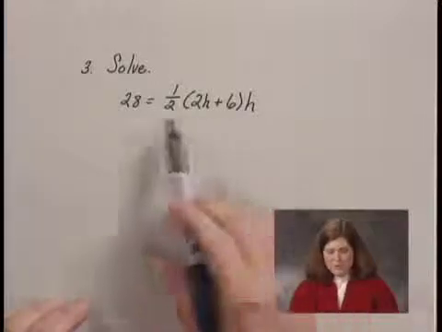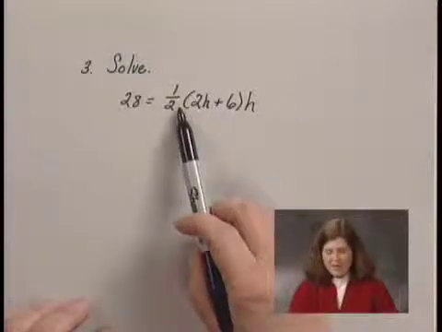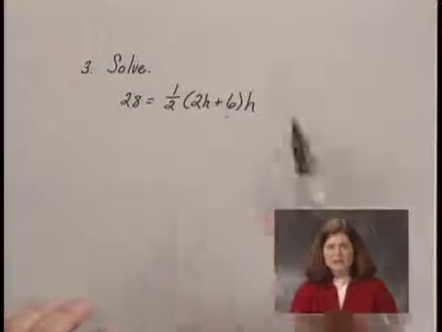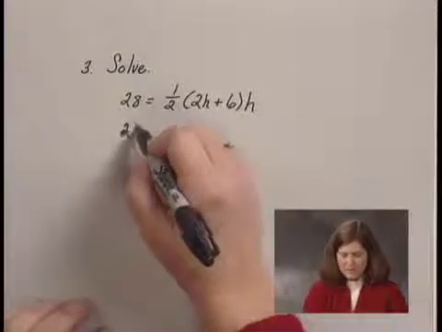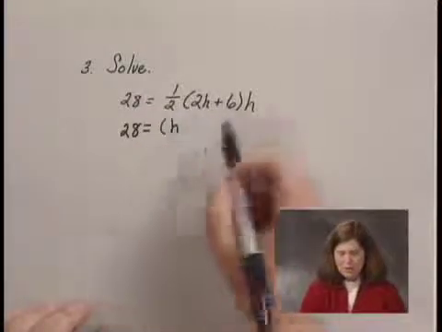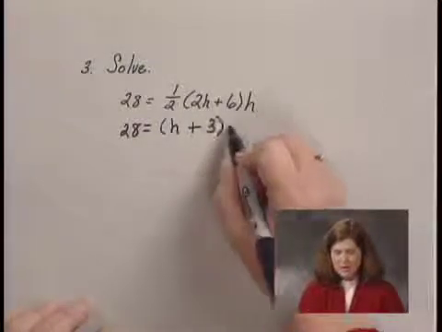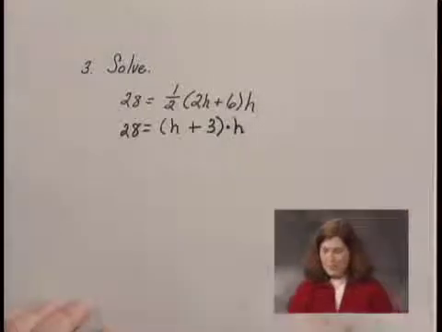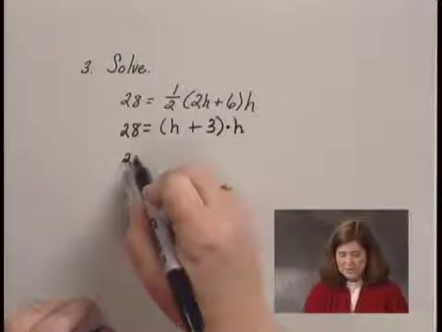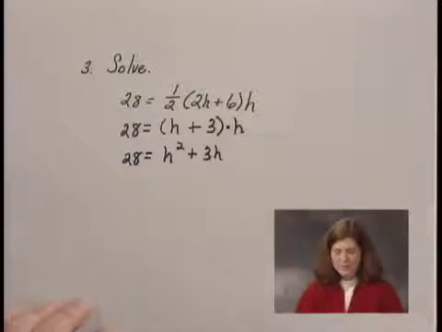The first thing we want to do is simplify. I notice, we can do this in different order, but if I multiply 1/2 times 2h plus 6, I wouldn't have any fractions left. So I'm going to do that first. All right, 28 equals 1/2 times 2h would be h, plus 1/2 times 6 would be 3, and I still have that multiplied by h. Then I multiply this through, and I have 28 equals h squared plus 3h.